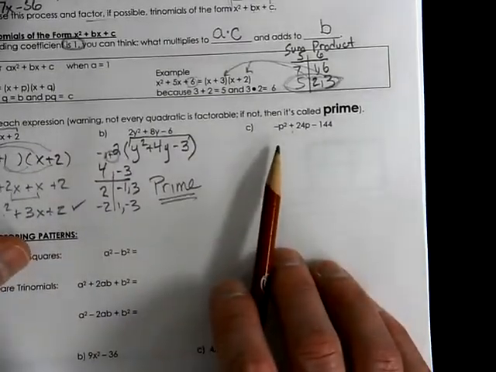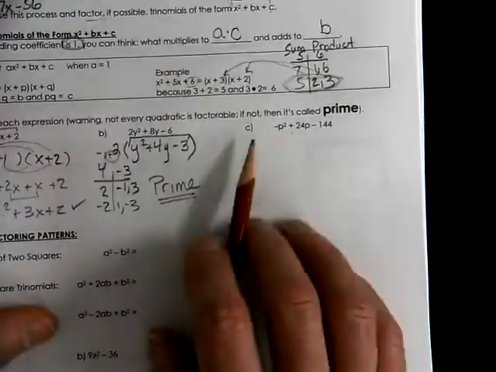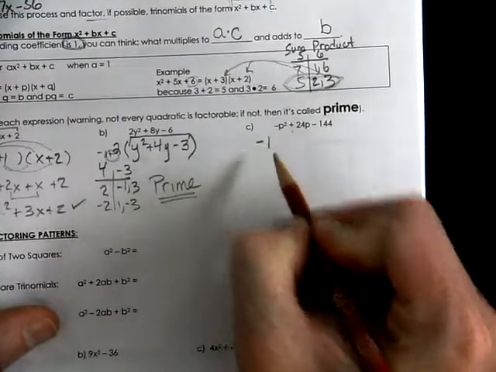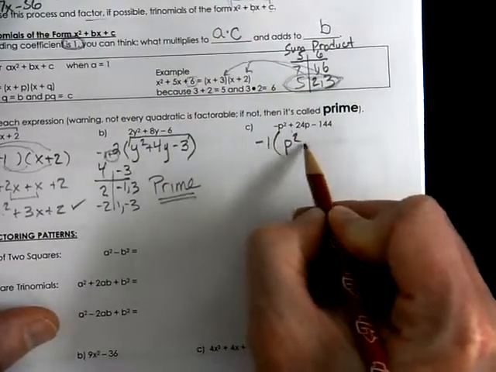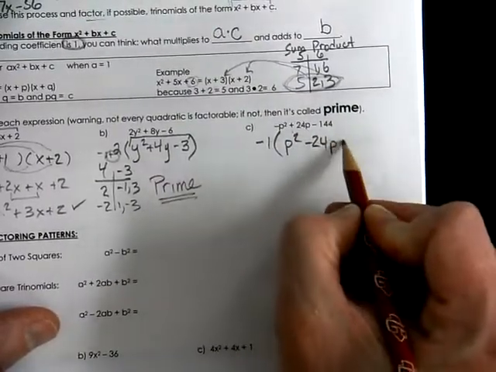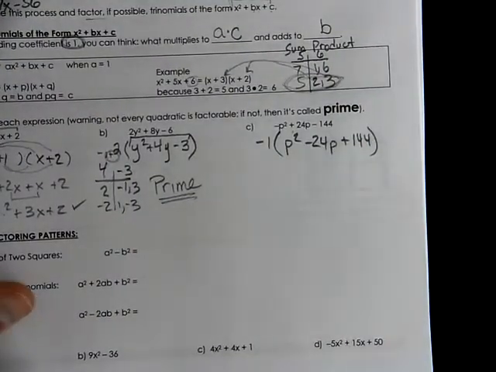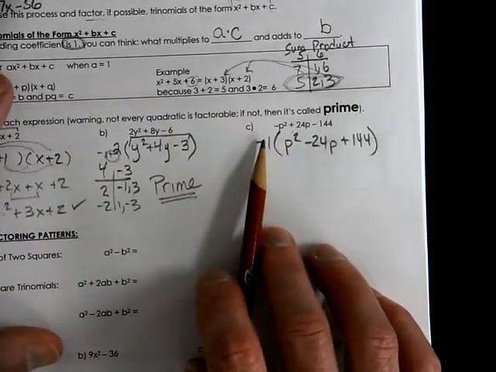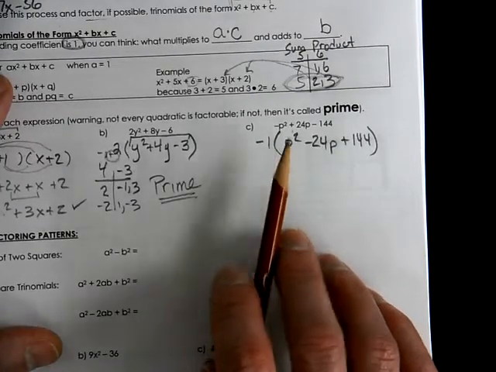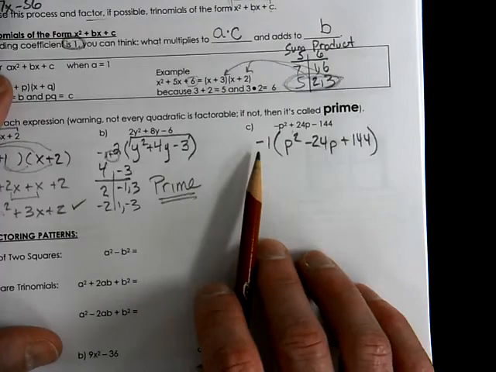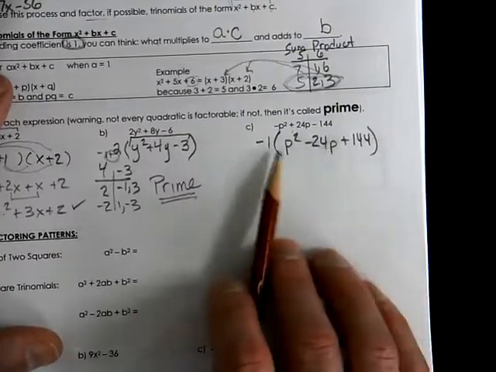Notice how letter C has a negative in front of the p squared. With the negative, we can factor that out. You can write the 1, you don't have to write the 1. That's going to leave us with p squared, a -24p, and a positive 144. So we factored our negative out. You do not want to factor with a negative term in front of your square. You want to pull that out. So we factored it out. That means we have to change all the signs. Now we're ready to work with this.